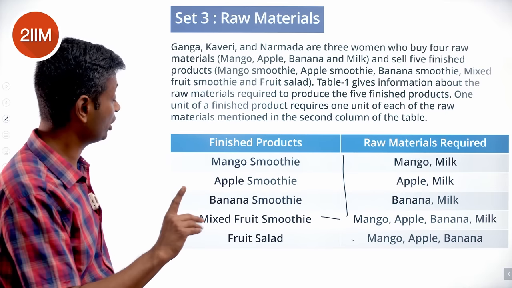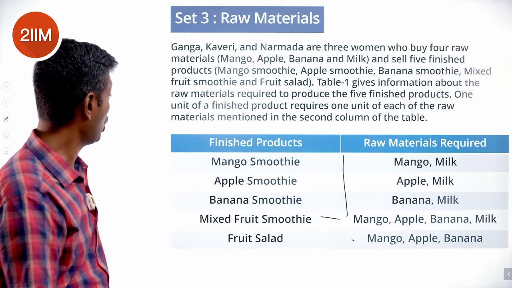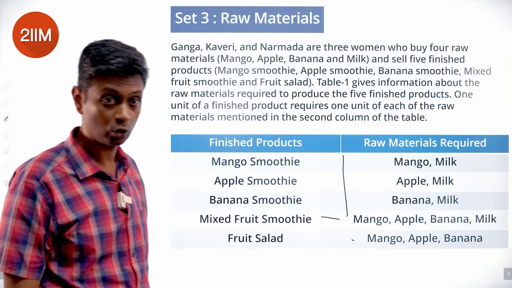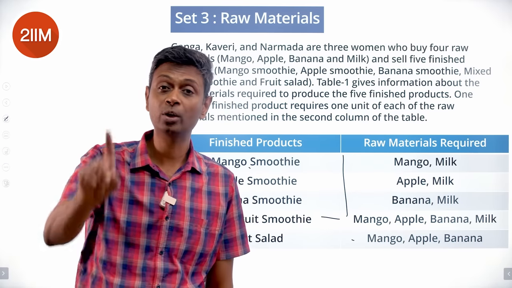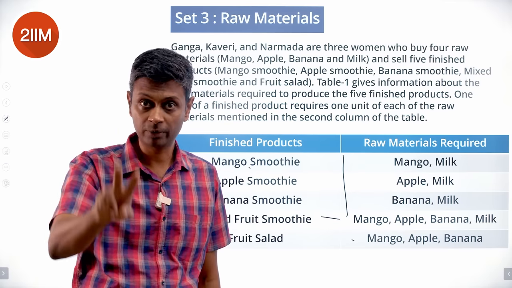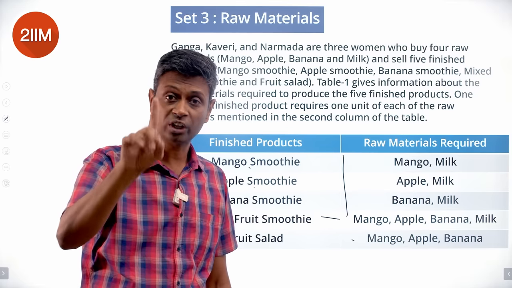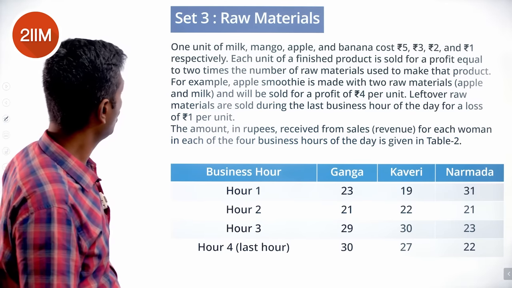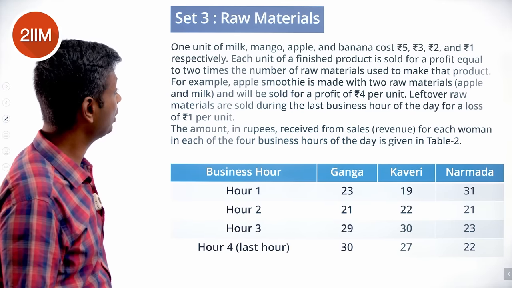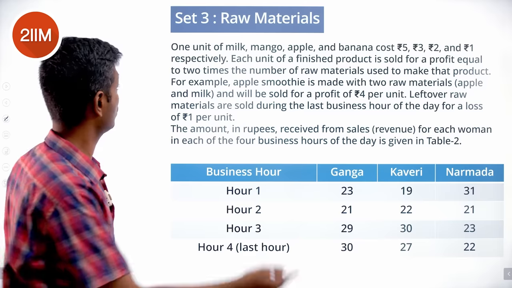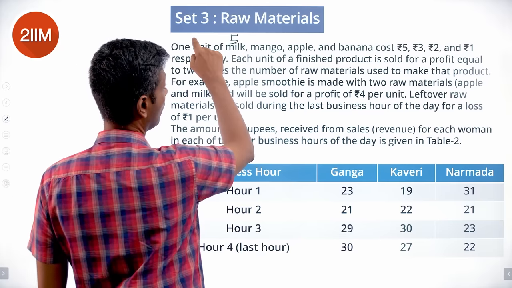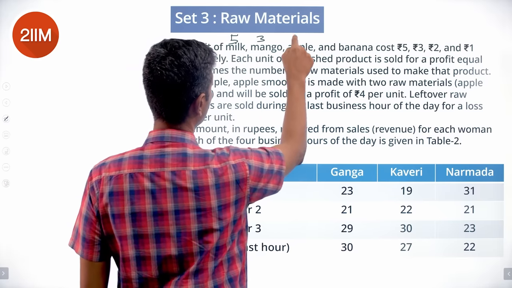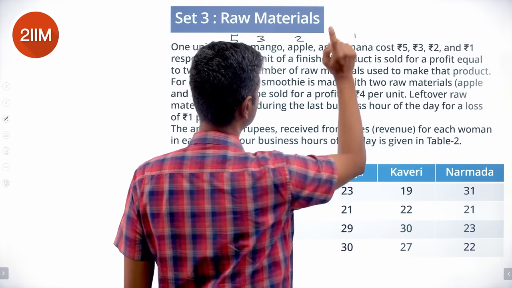1 unit of a finished product requires 1 unit each of the raw materials mentioned in the second column. So to produce 1 mango smoothie, I need 1 unit of mango, 1 unit of milk. 1 apple smoothie, 1 unit of apple, 1 unit of milk. Brilliant. 1 unit of milk, mango, apple and banana cost 5, 3, 2, 1 each. Milk is 5, mango is 3, apple is 2, banana is 1.